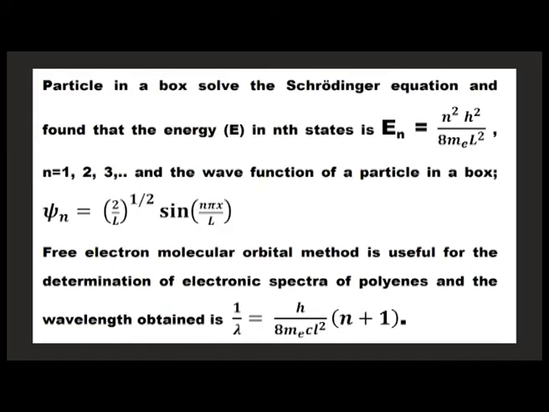Here n may become 1, 2, 3 etc. and the wave function of the particle in the box is equal to root under 2 by L sin n pi x by L. The free electron molecular orbital method is useful for the determination of electronic spectra of polyenes, and the wavelength obtained is 1 by lambda is equal to h by 8 me c L square into n plus 1.